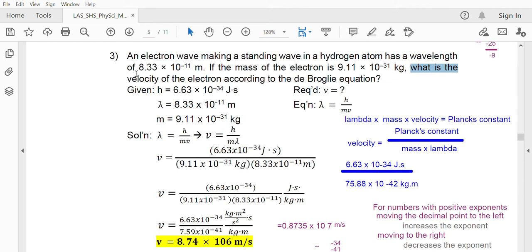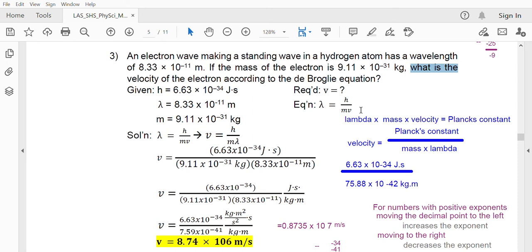So that means the required quantity is velocity. The general equation is lambda is equal to the Planck's constant divided by the mass times velocity. But to avoid confusion, we will write the required quantity on the left side of the equation. So V is the required quantity.